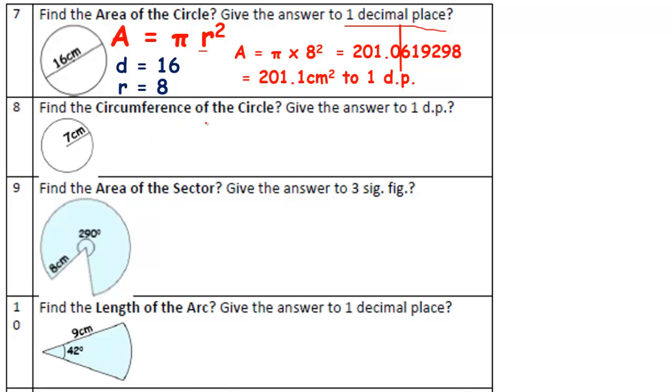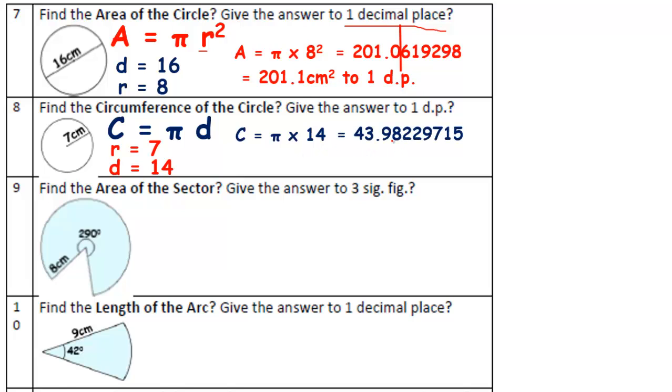Question 8, find the circumference of the circle. So remember, cherry pie is delicious, right? We have the radius here. Radius is 7. Always write this down. Get into the habit of writing this down. The diameter is 14. So I'm going to use pi times 14, 43.9822971. But I'm going to round that to 1 decimal place. So chop it off there. And my answer, be careful with this, this is going to be 44.0. You do need to put the 0 in to 1 decimal place.